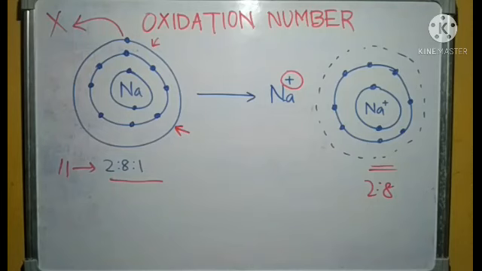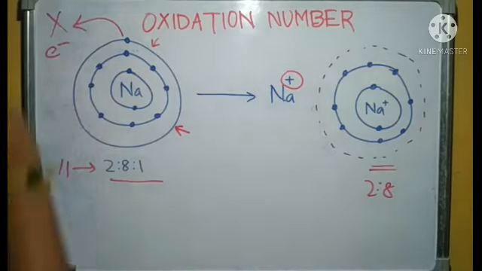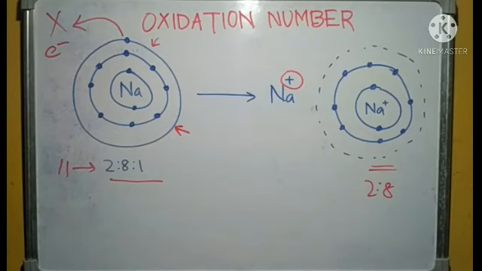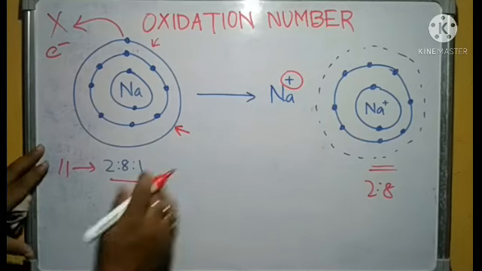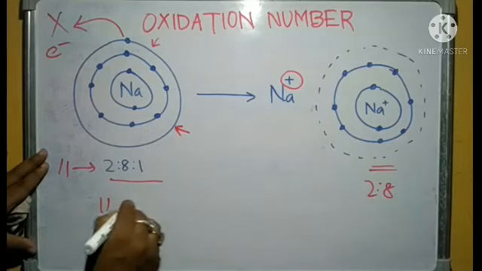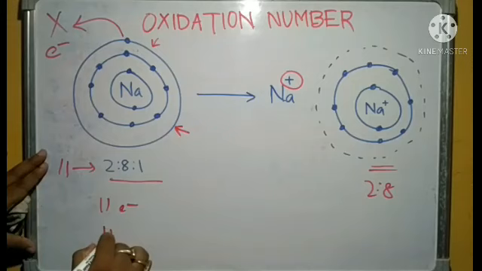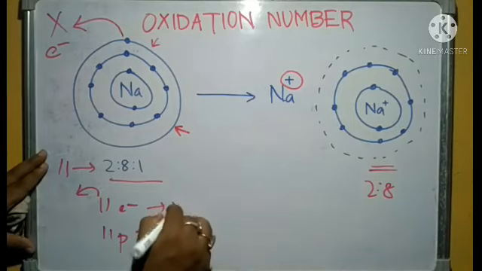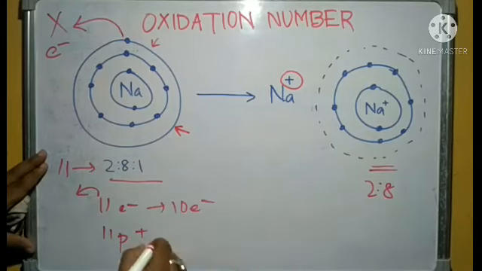Yes, because an electron carries a negative charge. And we know that in an atom the number of electrons and the number of protons is the same. Here the atomic number is 11, the number of electrons is 11, so the number of protons will also be 11. Proton has a positive charge. As soon as one electron goes out, the number of electrons is now 10, but the number of protons is still 11.